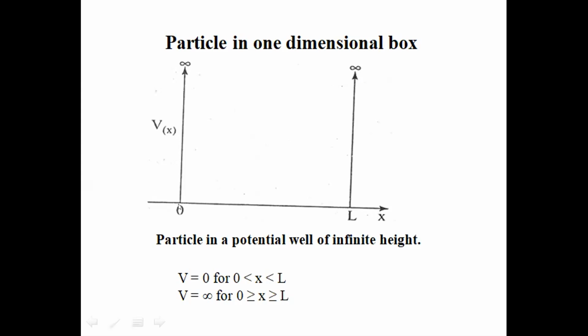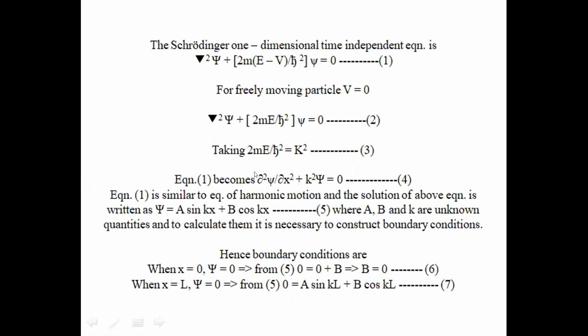Potential V is equal to 0 for 0 less than x less than L, and V is equal to infinity for x less than or equal to 0 and x greater than or equal to L. That means within the box the potential is 0, and outside or at the borders it is infinity.